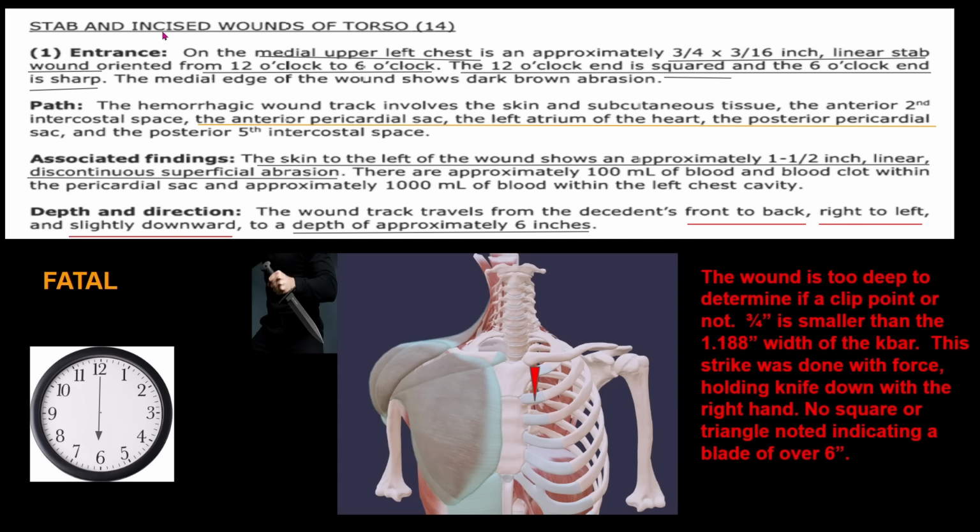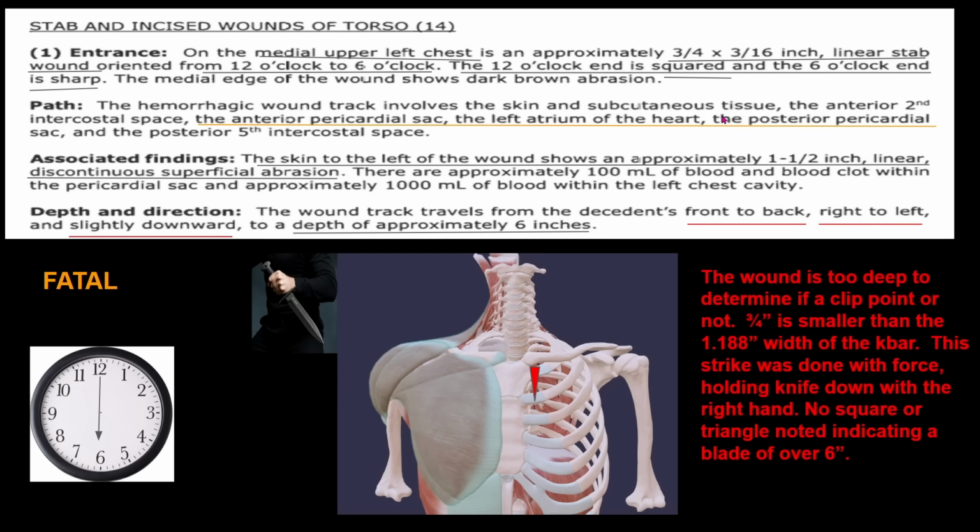Now we get to the stab and incised wounds of the torso. On the medial upper left chest is an approximately 3/4 inch by 3/16 linear stab wound oriented from 12 to 6. The 12 end is squared, the 6 end is sharp. This one's 6 inches deep. So we got the medial upper left chest right here, a 12 to 6 wound, one end square, the other end sharp. And this one is a totally fatal wound.